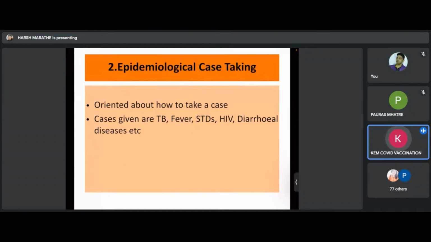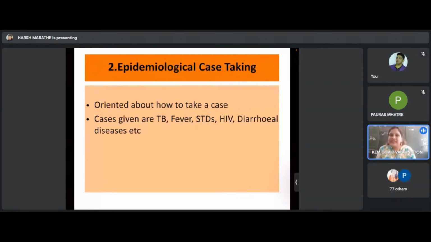It means you have to identify the source of infection. The cases given to you are like tuberculosis, fever, STD, HIV, diarrheal diseases, etc. So what is very important is that before you come to take a case, you have to do the reading part. Once you read about the disease, the agent, the vector, the source of infection, the transmission, the communicability period, and the incubation period, all these things become clearer when you actually take the case.